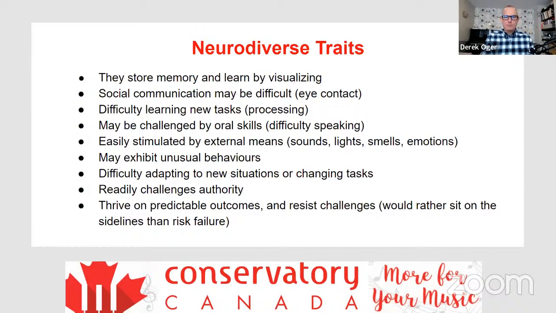Difficulty learning new tasks, processing. This is around executive function in the brain, and the ability of the frontal lobes to process information is generally somehow impaired in neurodiverse people, or can be impaired. They may be challenged by oral skills and have difficulty speaking. They've got the information in their mind, but they can't output it. And you see these, it's most tragic in the nonverbal autistic children, where they can't communicate at all through oral means. Easily stimulated by external means like sounds, lights, smells, and I also put emotions in there. They're very keen at picking up our emotions, or when emotions get broadcast at them, it really hits them hard, or can hit them hard.